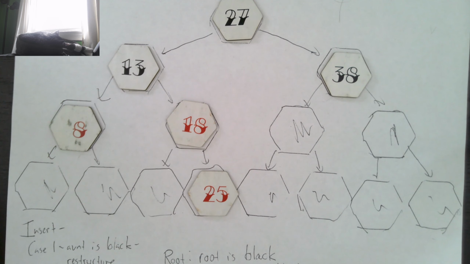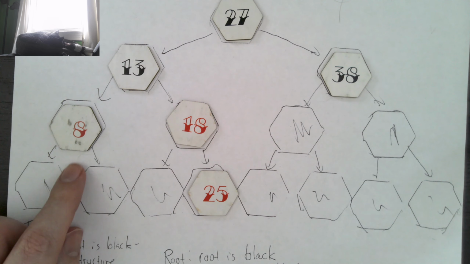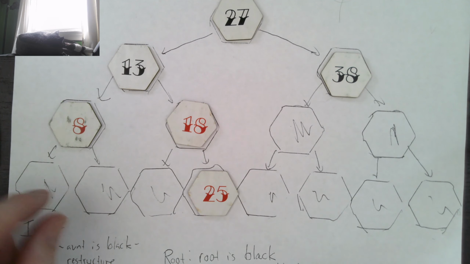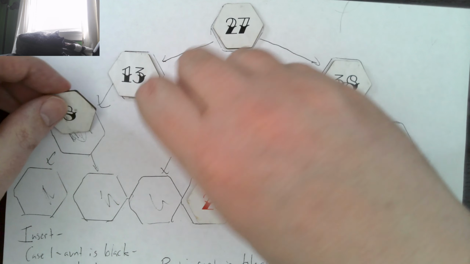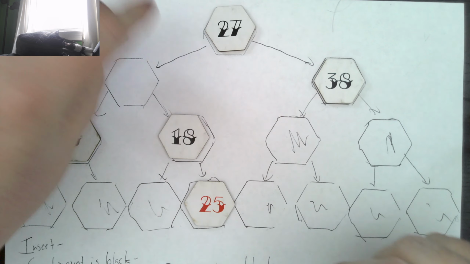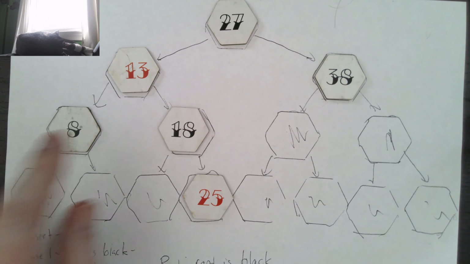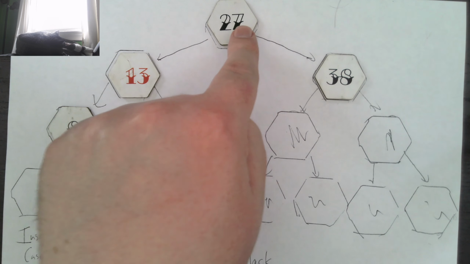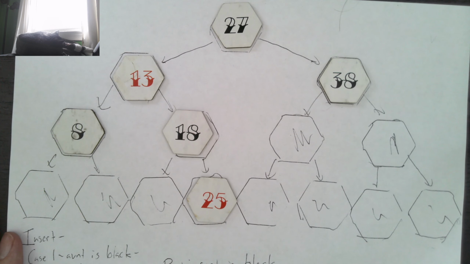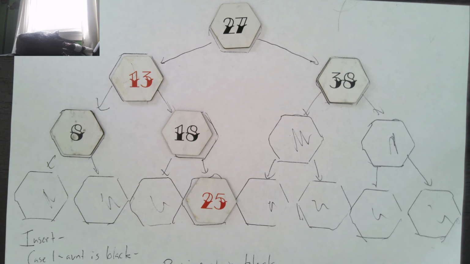So we've inserted 25. Now we have a problem. We have another double red. So we look over here, we look at the aunt. She is red. So we're going to flip the colors of these 3 nodes. And we're done, right? If 13 had a red parent, we'd have to repeat the procedure, but we don't. So we're done.